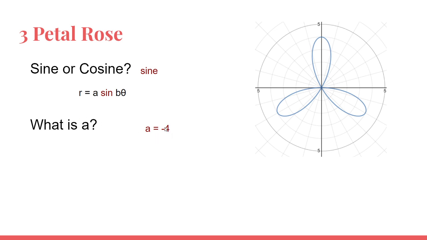But wait a minute, why is it negative 4? Isn't this graph facing upwards? Well, that's because the normal sine function graph actually has this first petal fall downwards. It's very unusual, not what you'd expect, but that's just how it works with sine functions.